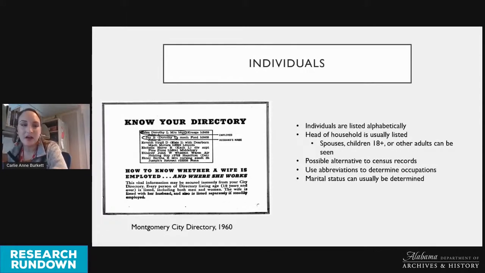This image here, I really thought was interesting. It's actually from a directory in Montgomery in 1960, and there are several of these that are similar. They're like tips and tricks, just scattered throughout the directory for that particular one. It is showing you how you can determine if someone is employed or married, and how you can see how they connect. So don't forget to look for those little things, because they may be lurking in your directory to help you understand how to use it.